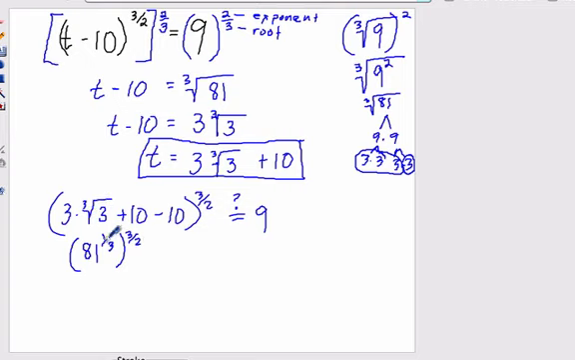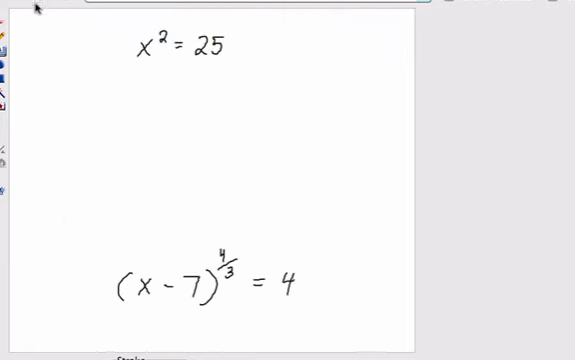And then you can multiply these two together, and that gives you 3 over 6, which becomes 1/2. So this is 81 to the 1/2 power, which means the square root of 81, which is 9. And that's your check. So if you want to check these, you can do that. But I'm going to show you two things to be careful for.